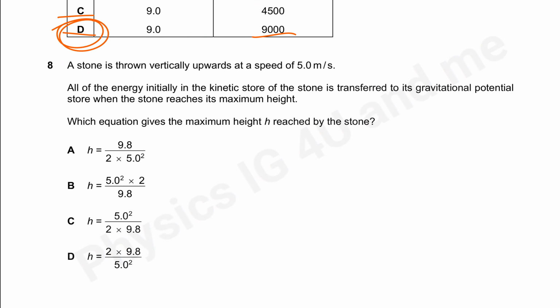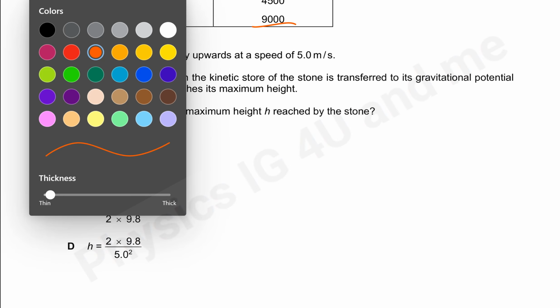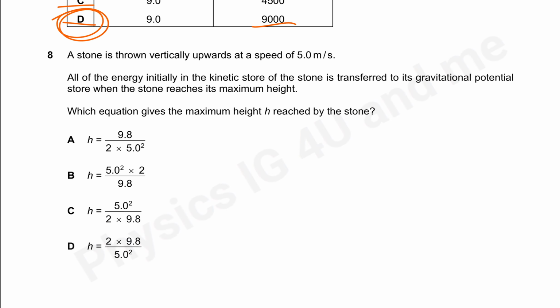Okay, now in question 8, they said a stone is thrown vertically upwards at a speed. So this is the initial speed. All of the energy initially in the kinetic store of the stone is transferred to its gravitational potential store when the stone reaches its maximum height. Which equation gives the maximum height h reached by the stone?